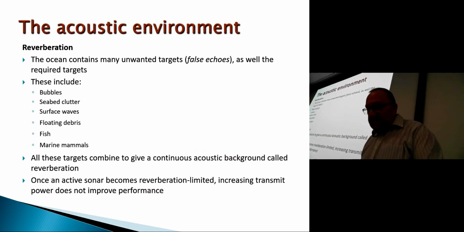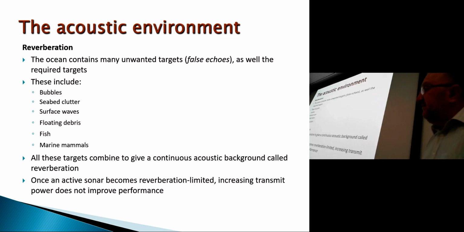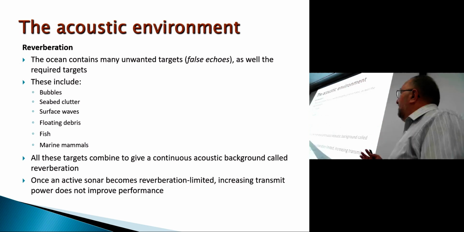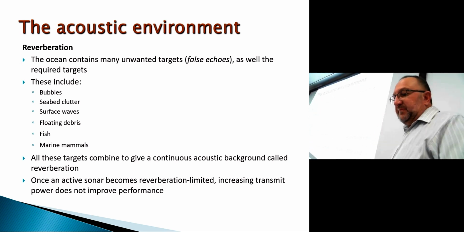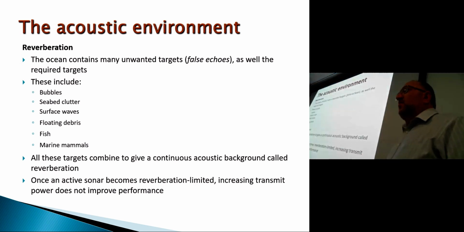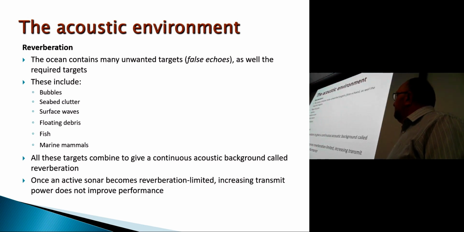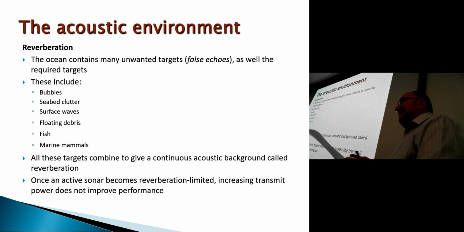Also in the acoustic environment, we have reverberation. And there's a lot more targets in the sea than what we're looking for. And all of these echoes, all of these objects give echoes back. And they all merge together to give background noise known as reverberation. Also, in shallow waters, you'll get reverberation as well, with noise bouncing up and down off the surface and also off the seabed. So all of these things add to the complication of trying to listen underwater.